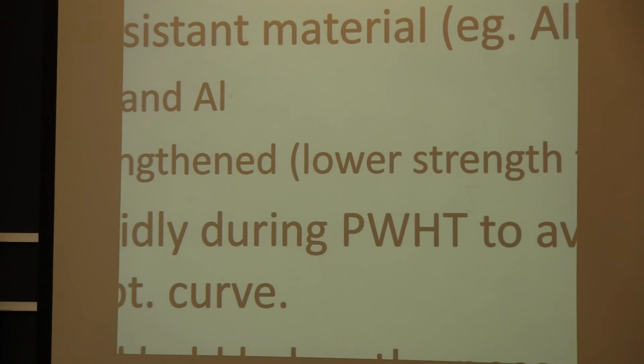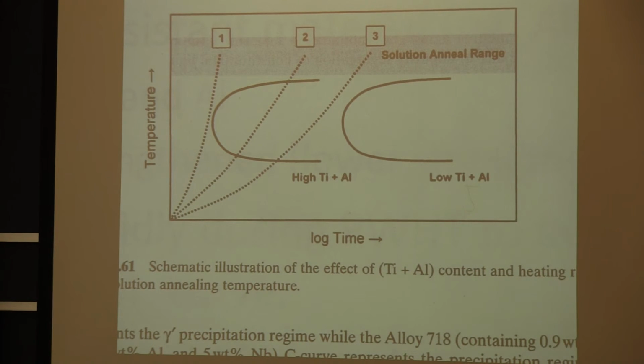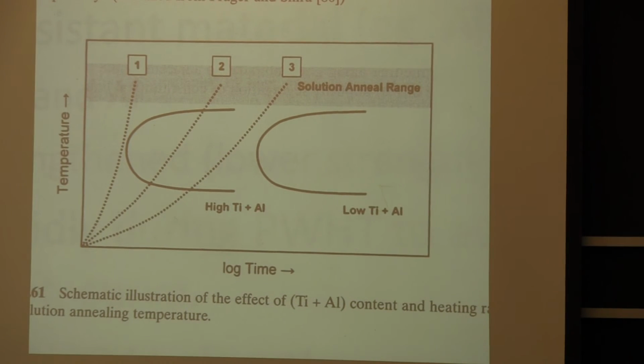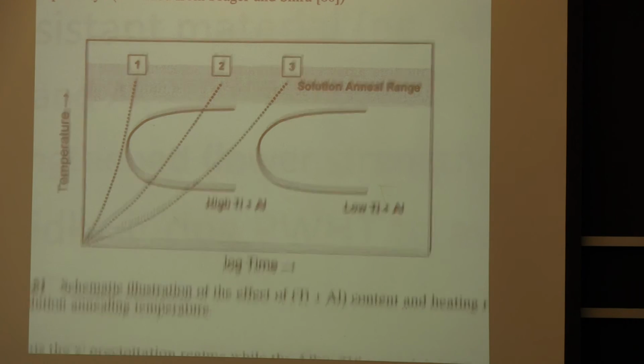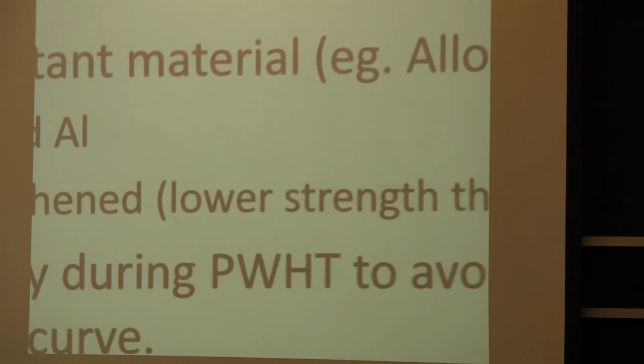And I don't really have a diagram to demonstrate the next one, but I'll put this back up and just talk about it. Another thing that sometimes is done, and it relieves some of the residual stresses, is to heat it up and hold it below the nose of the curve, and then just bring it through the nose of the curve quickly. That's another method that's used for relieving some residual stress and preventing strain age cracking.